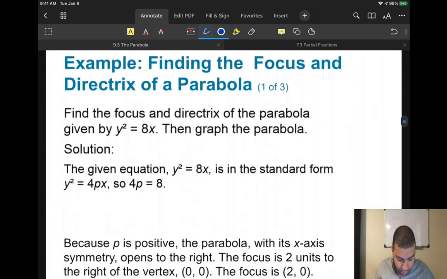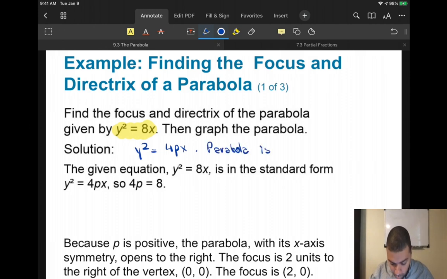Find the focus and the directrix of the parabola given by y squared equals 8x. So I know this is y squared equals 4px. Because y is squared, I know this is not the parabola I'm used to dealing with. So the parabola is horizontal and not vertical like I'm used to, because y is squared, not x. Okay? And now I know that 4p equals 8, right?